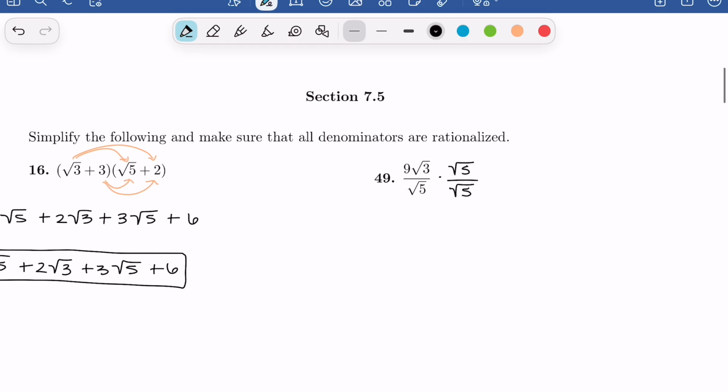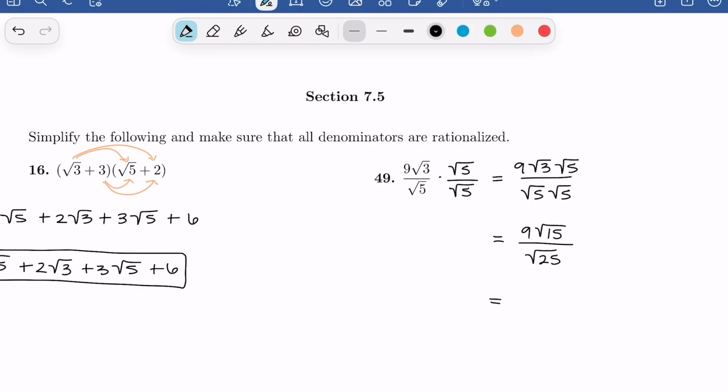If we go ahead and multiply by the square root of 5, let's see what we have in our numerator. We're going to have 9 times square root 3 times square root 5. And in our denominator, we're going to have the square root of 5 times the square root of 5. So let's keep simplifying. Using our product rule, we're going to have 9 times the square root of 15 in our numerator. And in our denominator, we're going to have the square root of 25.